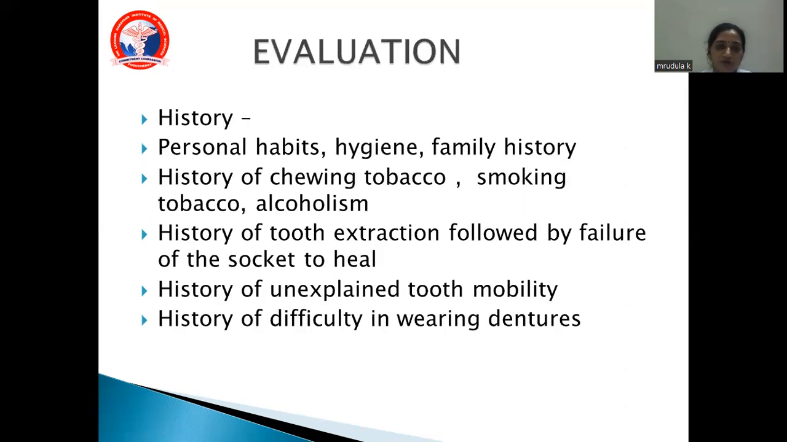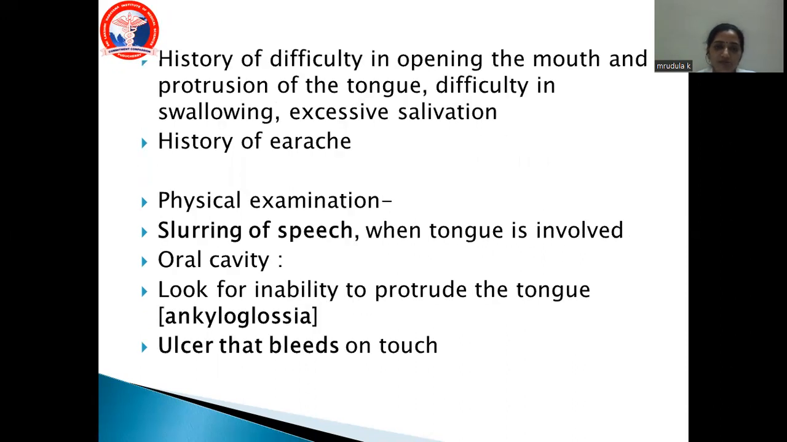So how are we going to evaluate? We have to take a history about personal habits, hygiene, family history, tobacco chewing, smoking, alcoholism, tooth extraction, failure of the socket to heal, unexplained tooth mobility, and difficulty in wearing dentures. And a history of difficulty in opening the mouth, protrusion of the tongue, difficulty in swallowing, salivation, talking, and earache.